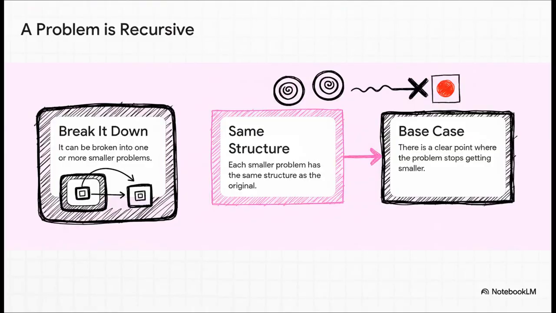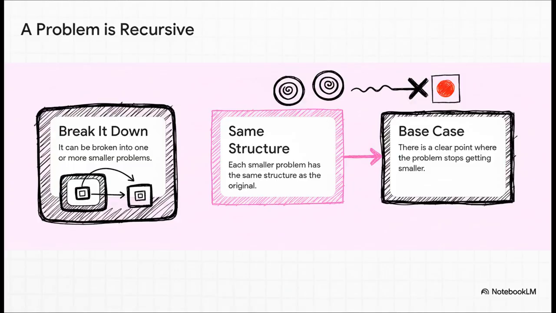So how do you know if a problem is a good fit for recursion? Well, it has to pass 3 simple tests. 1, you have to be able to break it down into smaller pieces. 2, and this is the critical part, each of those small pieces has to look just like the original problem, same structure. And 3, there has to be a stopping point. We call it a base case. It's the point where the problem is so tiny, so simple, that you can just solve it outright without breaking it down any further.